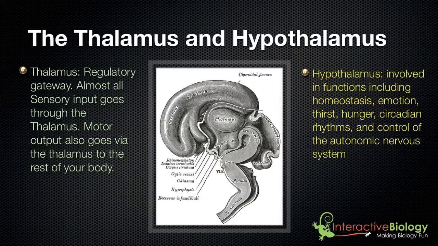The autonomic nervous system involves those processes that you don't have to think about, regulating your heart rate and your breathing rate and so on. That's an autonomic process, and this is in some ways controlled by the hypothalamus. So there we have it, the thalamus and the hypothalamus.